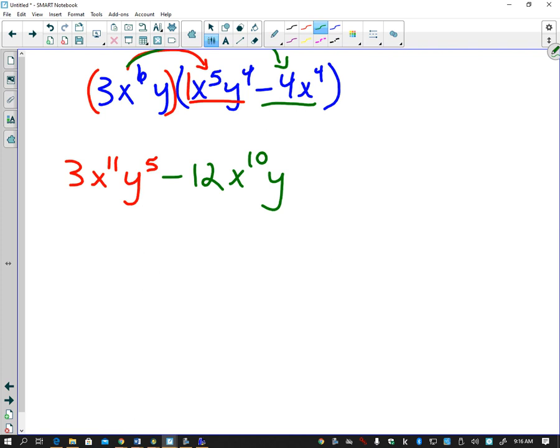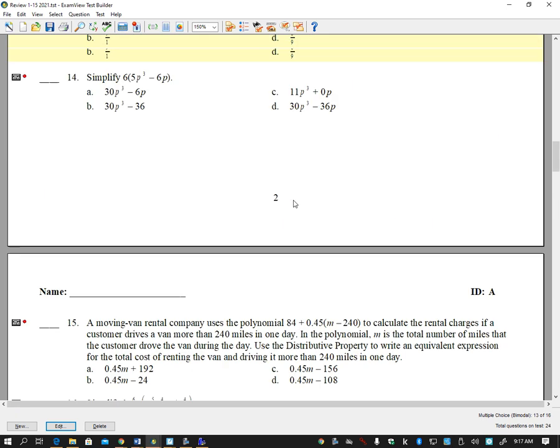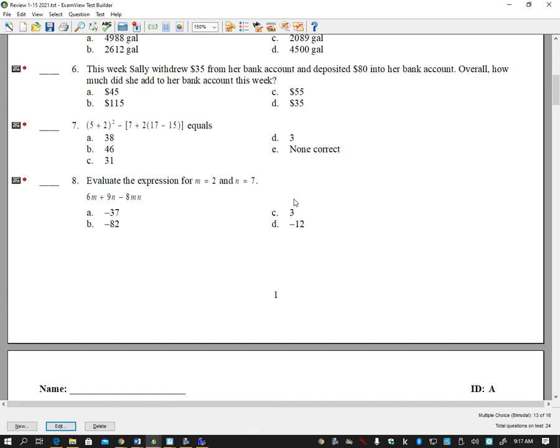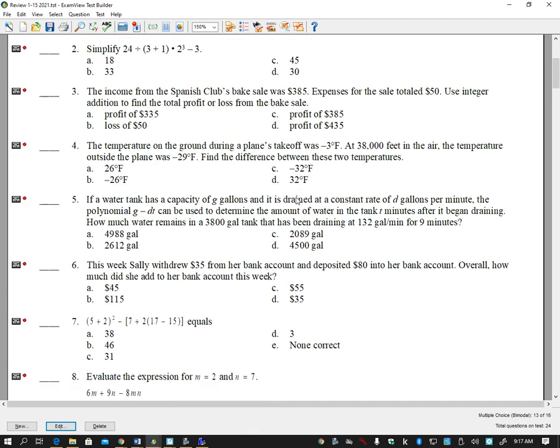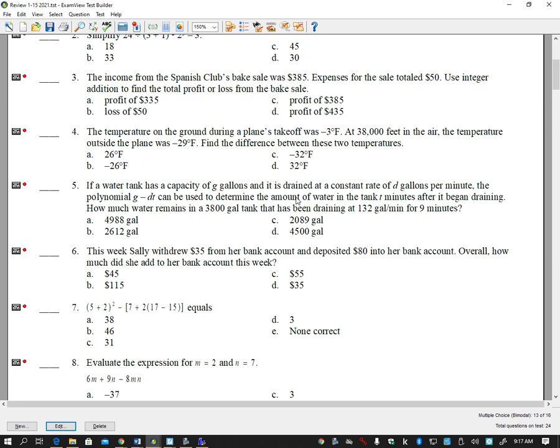No? Okay, good. All right, let's see, that was 16. We need to look at 3. 3, the income from the Spanish Club's bake sale was $385. Expenses for the sale totaled $50. Use integer addition to find the total profit or loss for the bake sale.